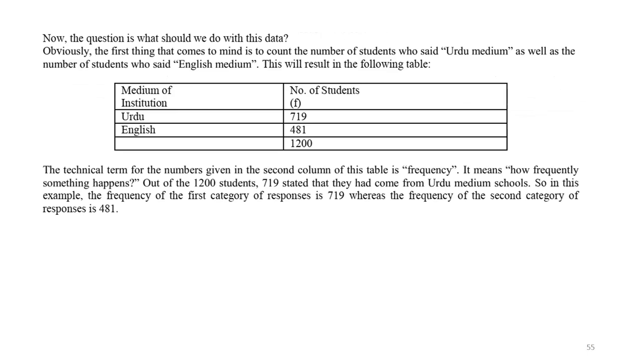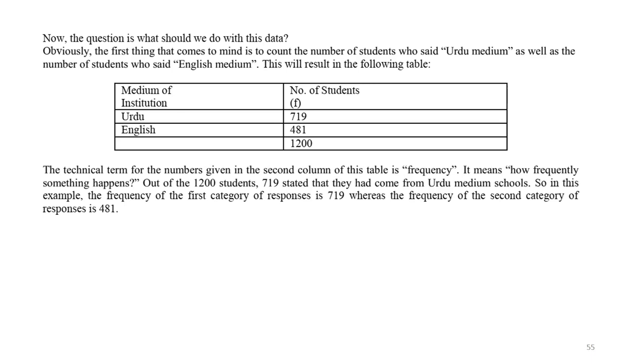Obviously, the first thing that comes to mind is to count the number of students who said Urdu medium, how many students have come from the Urdu medium schools, as well as the number of students who said English medium, how many have come from the English medium. You can categorize into three, or into four, like Urdu, Sindhi medium, or any other medium.